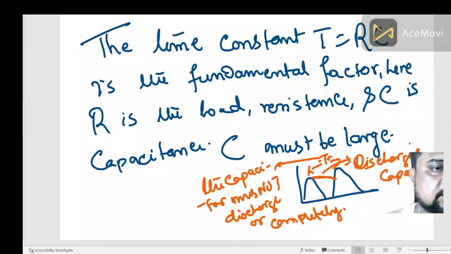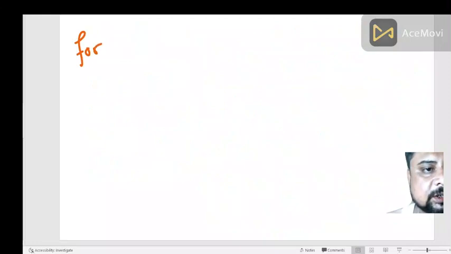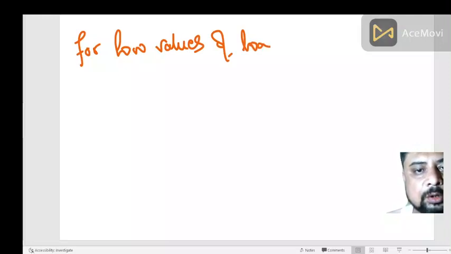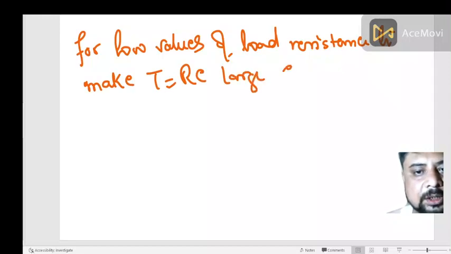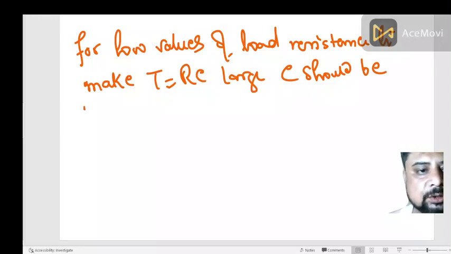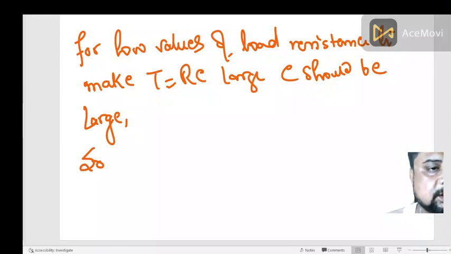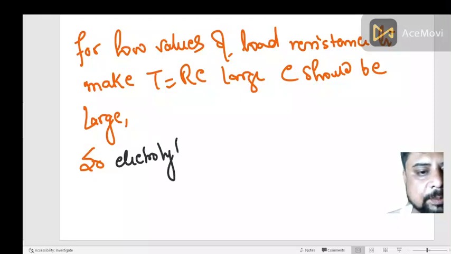This should not happen, so it needs a large time constant. For low values of load resistance, to make T equal to RC large, C should be large. So one method is that C should be large. In practical situations, we use electrolytic capacitors.